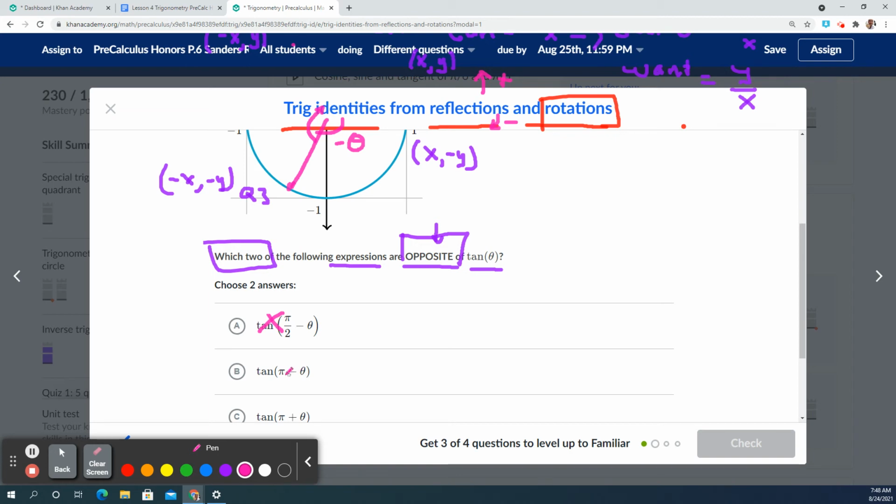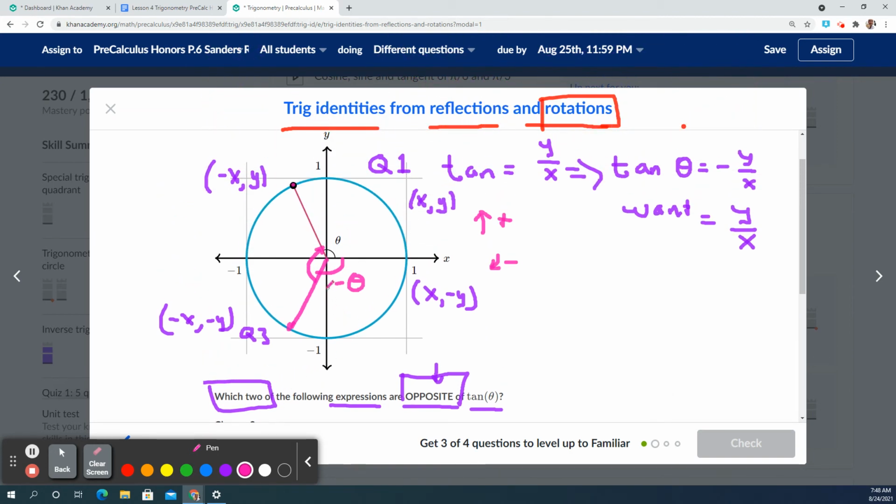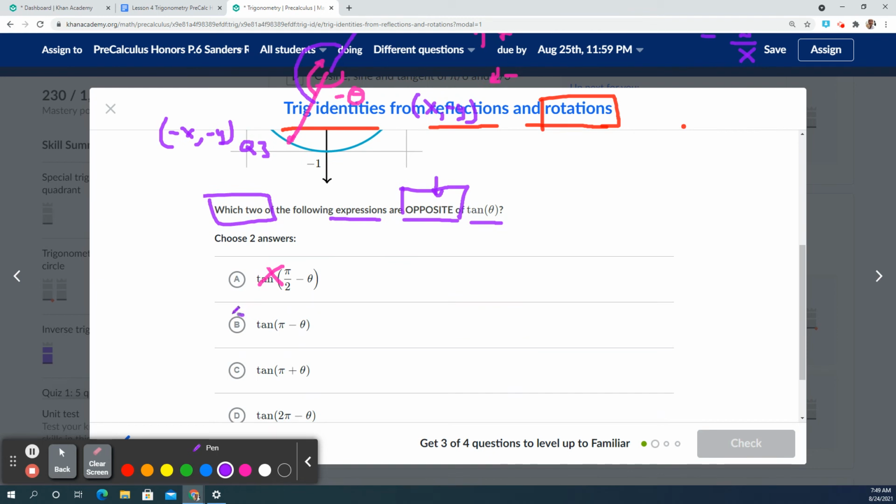We got negative theta plus pi. So here's my negative theta. And then I'm adding pi to it. That lands right here. Hey, there we go. That one looks good. That's in quadrant 1. So that one's okay.